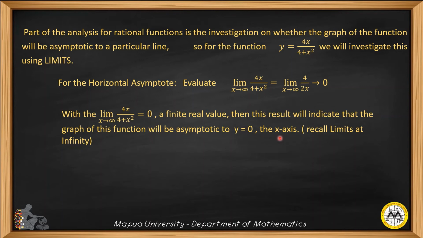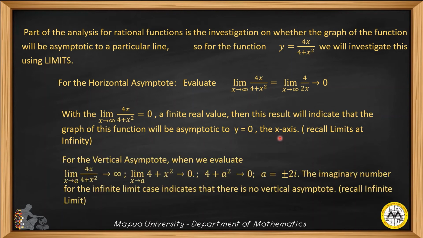the graph of the function would now be asymptotic to the line y equal to 0, which is the equation of the x-axis. Now, as to whether the graph will have a vertical asymptote, what we need to evaluate would be the limit of 4x divided by 4 plus x squared as x approaches some value a, with an infinite limit, either approaching positive or negative infinity. It is now for us to determine what that a is.